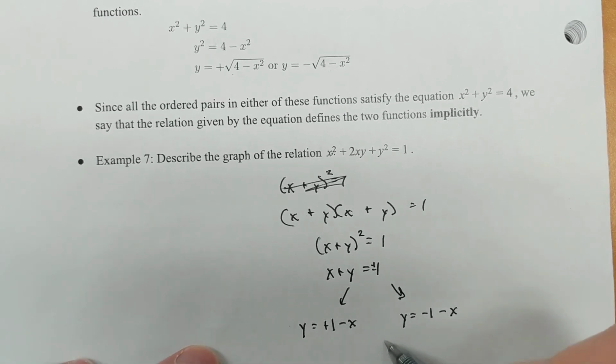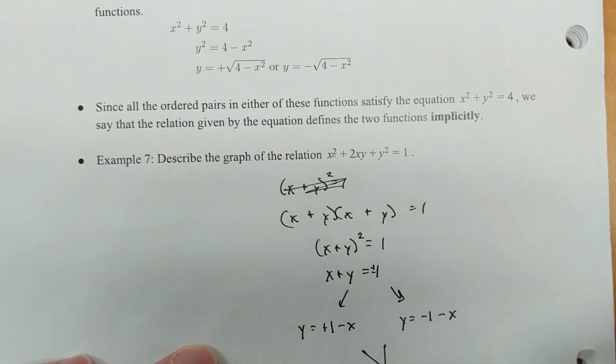If you plot them, they're actually 2 parallel lines. This one is the top one, crosses at positive 1. The bottom one crosses at negative 1. So that would graph 2 parallel lines. And that is the end of this section.